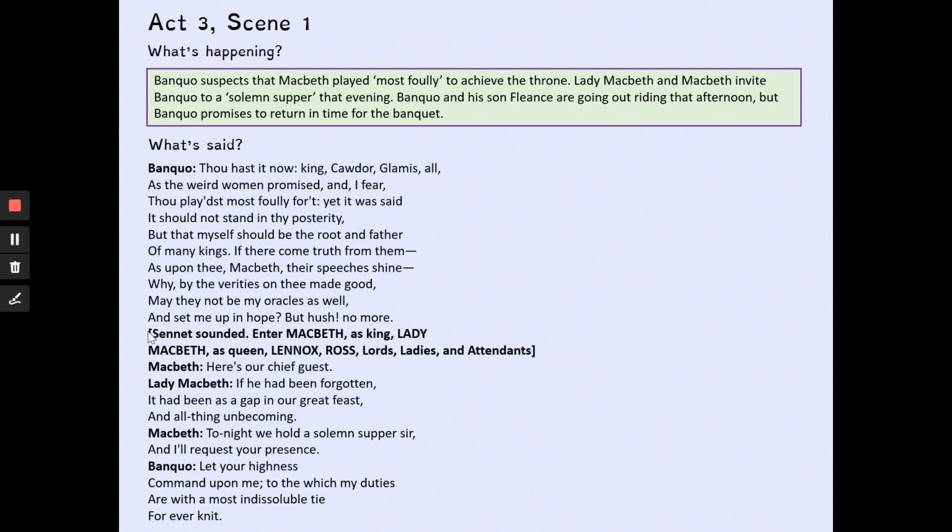What is said? So Banquo says, "Thou hast it now, King, Cawdor, Glamis, all, as the weird women promised, and, I fear, thou playedst most foully for it. Yet it was said it should not stand in thy posterity, but that myself should be the root and father of many kings. If there come truth from them, as upon thee, Macbeth, their speeches shine, why, by the verities on thee made good, may they not be my oracles as well, and set me up in hope? But hush, no more."